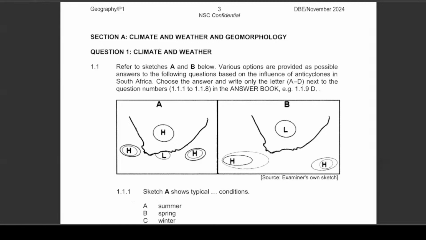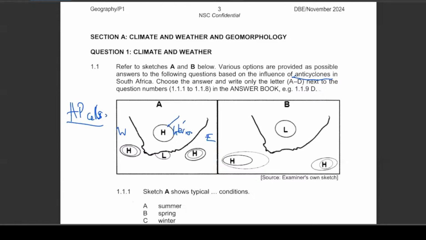Basically, when you talk of anticyclones, I think everyone has got an idea of what an anticyclone is. When we're talking of anticyclones, we're talking about high pressure cells. A high pressure cell is typically an anticyclone. So the question here is based on high pressure cells. If we check our sketch here, we have a typical high pressure cell. This is a sketch which shows the western part of the Southern African subcontinent and the eastern part on this side. We are saying our east is there and our west is there. And this is the interior of Southern Africa.